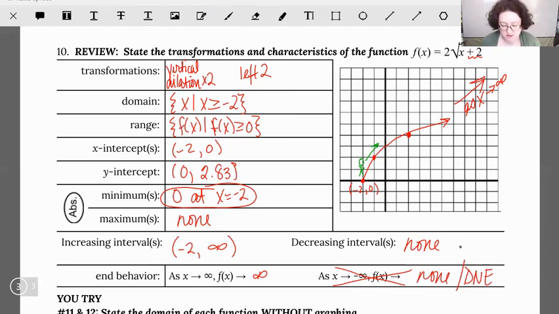Alrighty, so at this point would be a great time for you to stop the video. I am going to stop recording, but try the rest of the problems out and then check the filled in organizer that is posted right below this video.